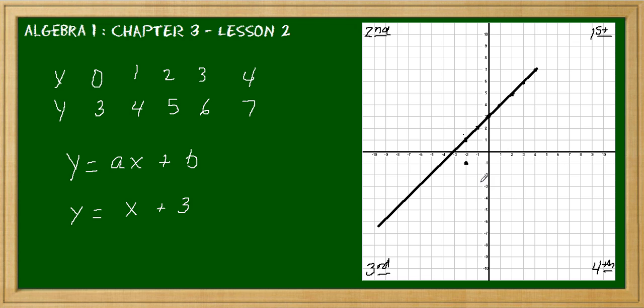Now, if you look at your formula, you can always double check your work by looking at your formula and putting those numbers in, and you're going to realize that these numbers are the numbers that we found on the graph.